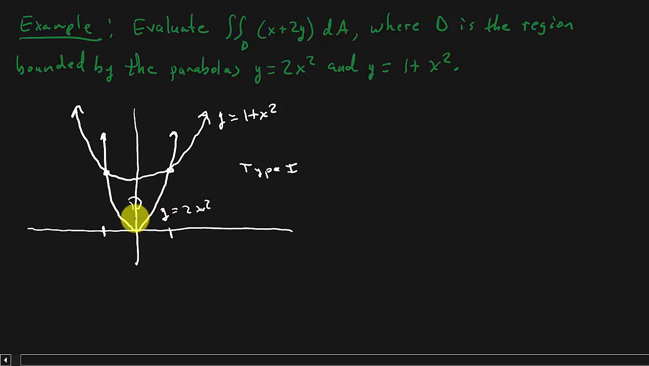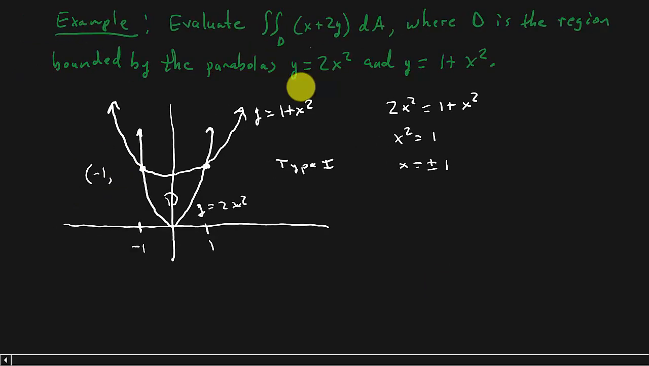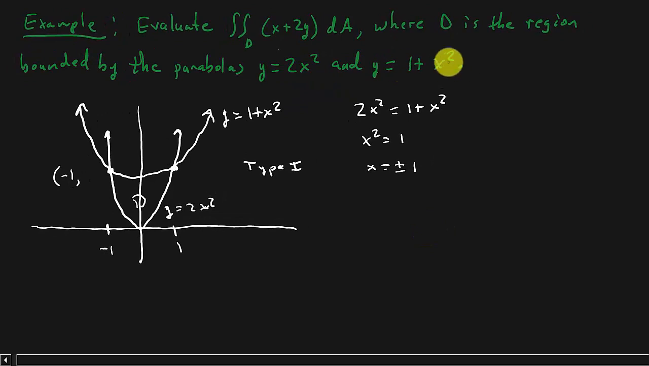So first thing we need to do is find out where these two graphs intersect. So we've got 2x squared equals 1 plus x squared. So x squared equals 1. So x is equal to plus or minus 1. So you can see we got -1 and we got 1. So this point here is -1, what? Well, how do we get the y value? Well, just plug it into either this one or this one. Well, if I plug -1 into here, that's going to be -1 squared is 1 times 2 is 2. And then same thing here. This is the point 1, 2. Okay.